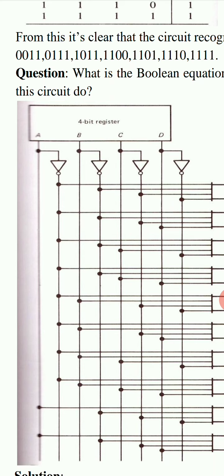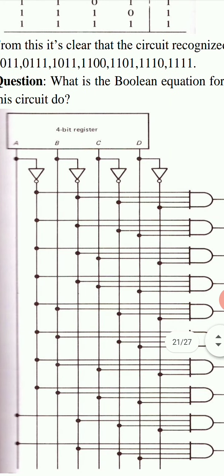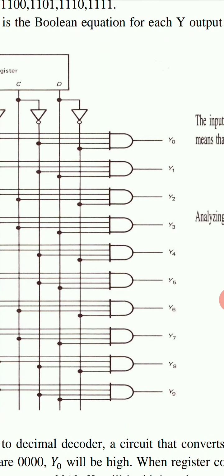The first NOT gate inverts A and produces A bar. The second NOT gate inverts bit B and produces B bar. The third inverter or third NOT gate produces C bar, and the fourth NOT gate produces D bar. Now we have 8 lines, 4 lines for A, B, C, D, and 4 lines for A bar, B bar, C bar, and D bar. And these lines are connected to these AND gates.